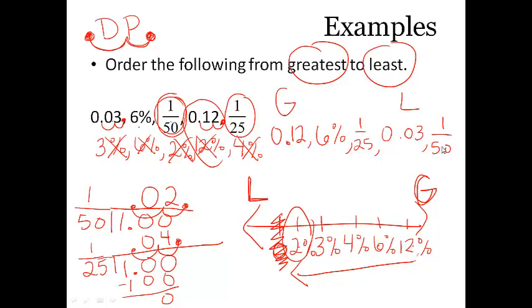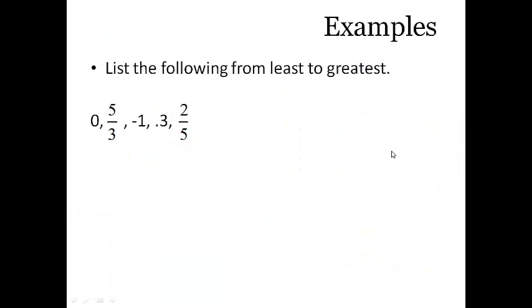So, did I list from greatest to least? Yes. Do I have 5 numbers? 1, 2, 3, 4, 5? Yes. Is this my final answer? Yes. Good. Y'all try and do this one on your own. Don't forget about your negative signs.